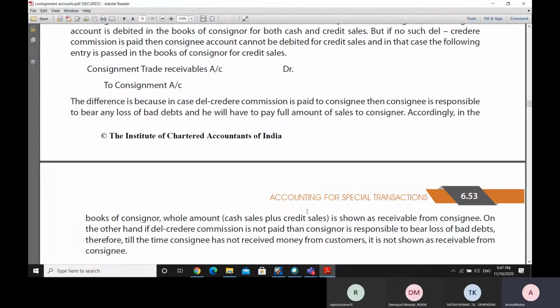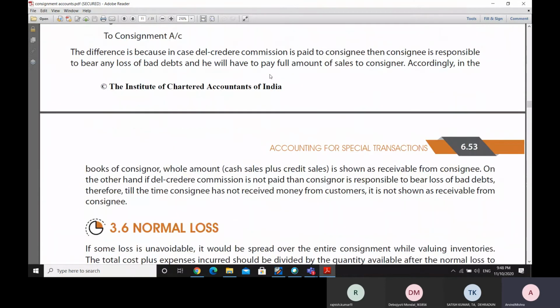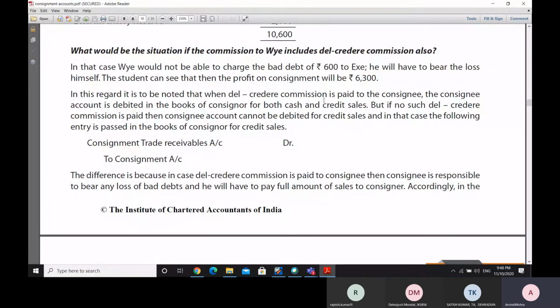But in case del credere commission is not being paid, then when we credit the consignment account with sales, we don't debit the consignee straight away. Instead, we debit the consignment trade receivables account, because part of these receivables will be converted into bad debt later on. That is a more reasonable way to show these entries when the del credere commission is not being paid.